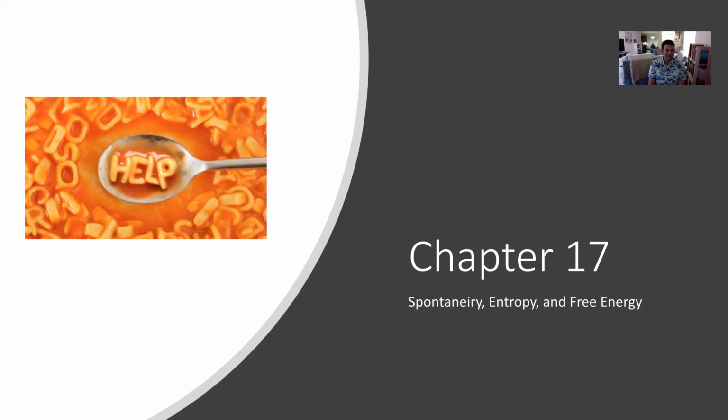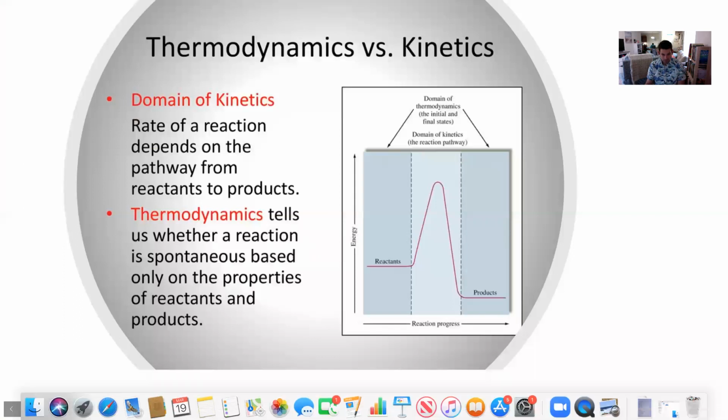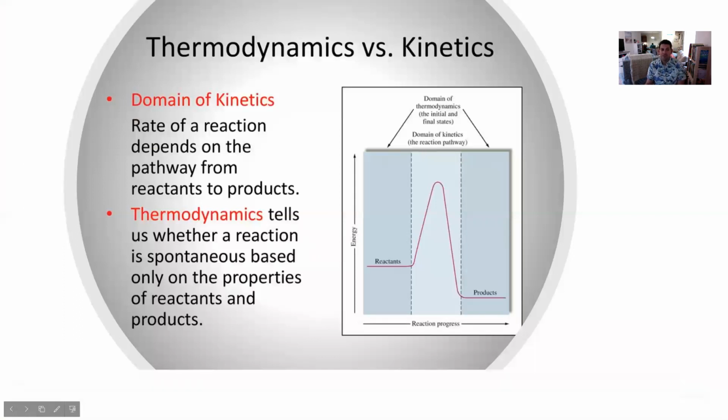So we're going to be seeing a lot of deltas. We're going to see delta H, delta S, and delta G. So we will sometimes refer to it as alphabet soup. Just to clarify, this is thermodynamics. This is not kinetics, what we studied in chapter 12.